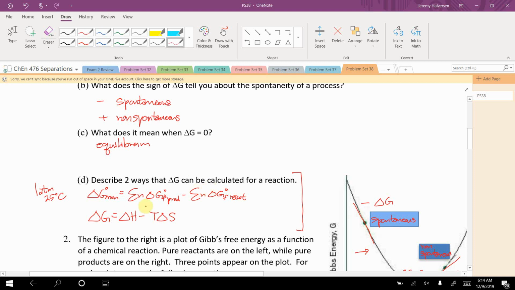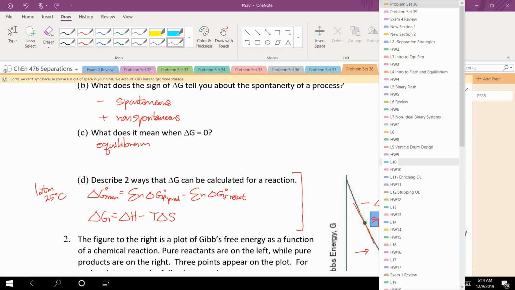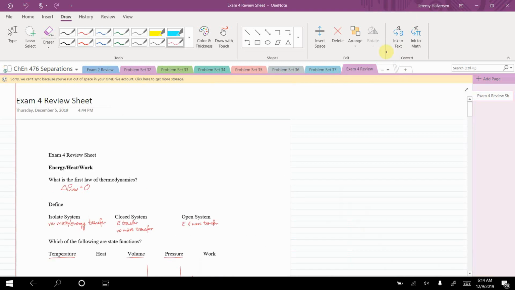If, however, we don't want to deal with standard state temperatures, then we can use this equation, delta G equals delta H minus T delta S, which allows us to choose our temperature, and then we can get our delta H values by doing products minus reactants. That way we can get our delta H and our delta S's from products minus reactants, plug in T, and get our G at whatever temperature we want. So you'll see that we're going to use those two methods as we do problem set 39.